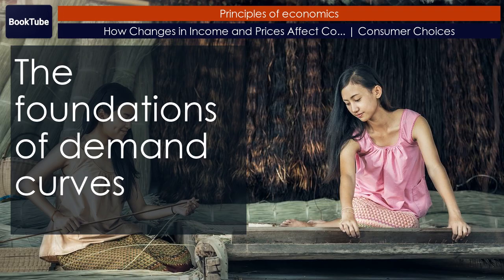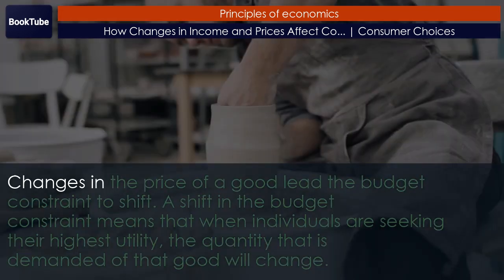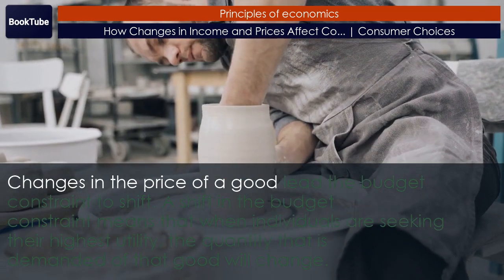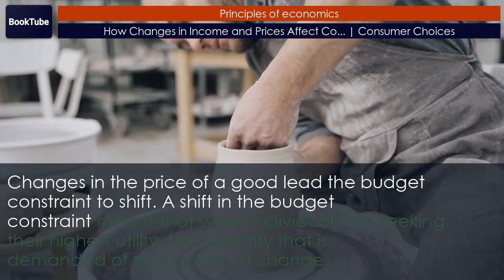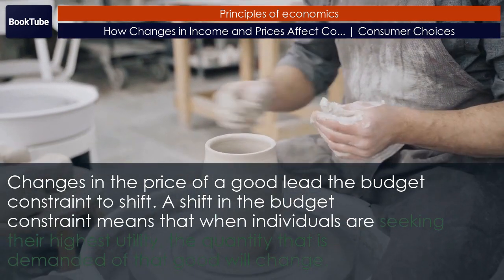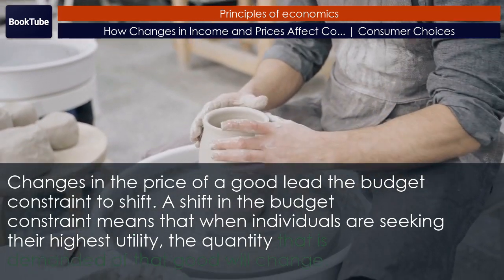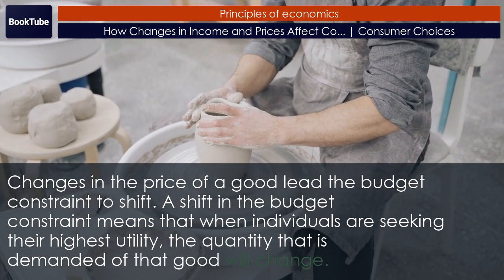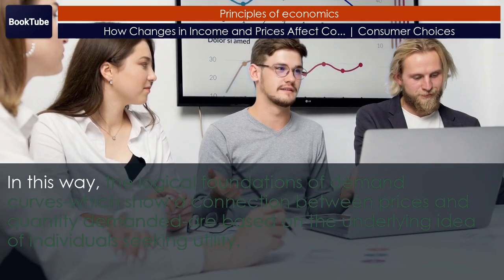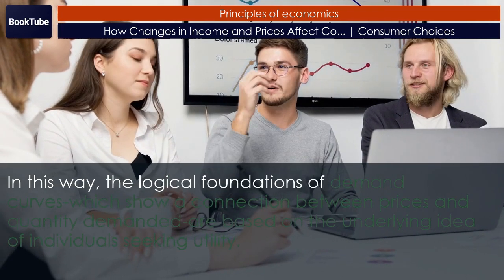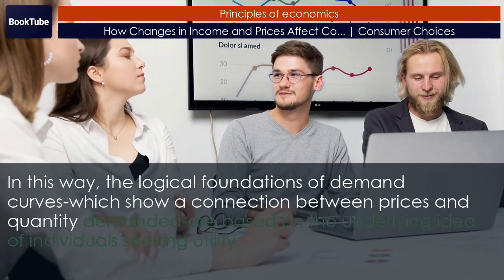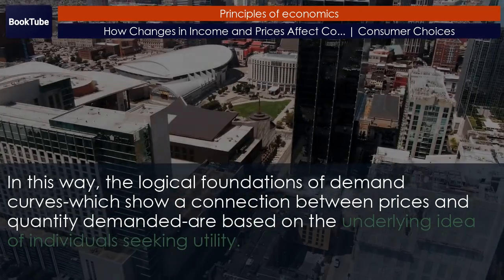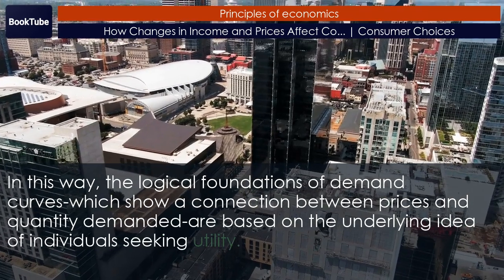The foundations of demand curves. Changes in the price of a good lead the budget constraint to shift. A shift in the budget constraint means that when individuals are seeking their highest utility, the quantity that is demanded of that good will change. In this way, the logical foundations of demand curves, which show a connection between prices and quantity demanded, are based on the underlying idea of individuals seeking utility.